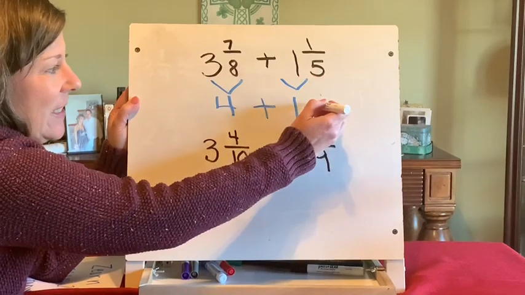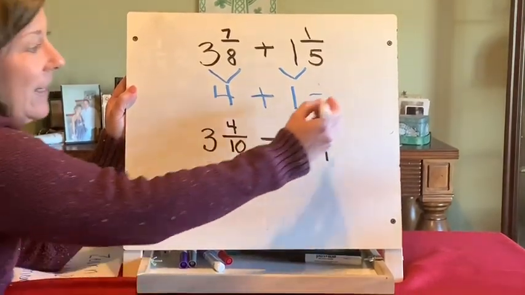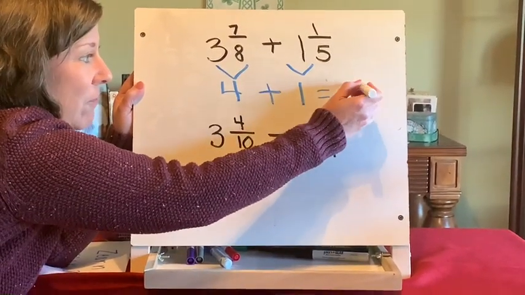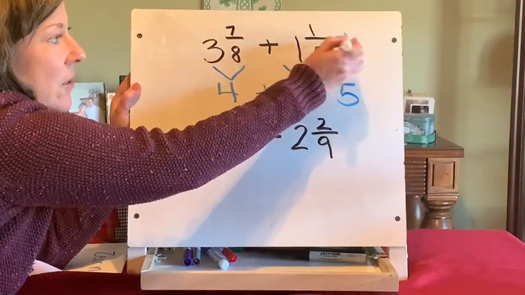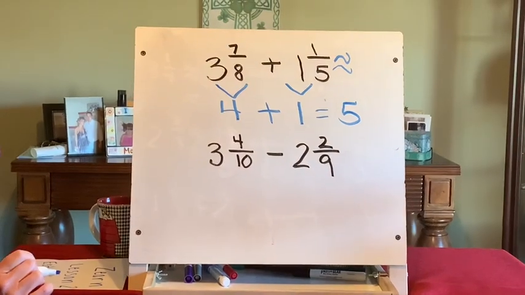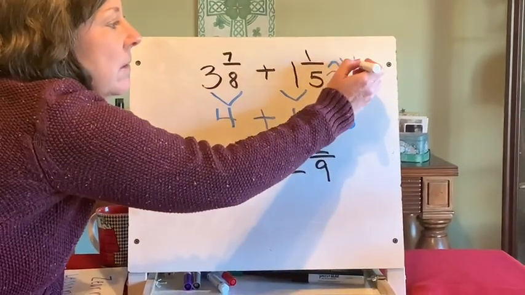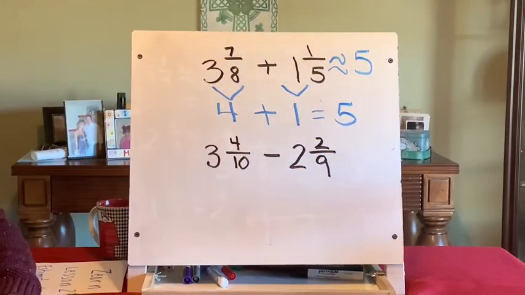And then this is the easy part. 4 plus 1 is 5. So my estimated answer for 3 7/8 plus 1 1/5 is about 5.